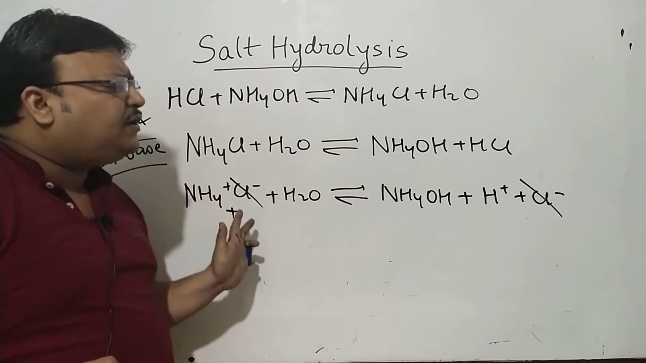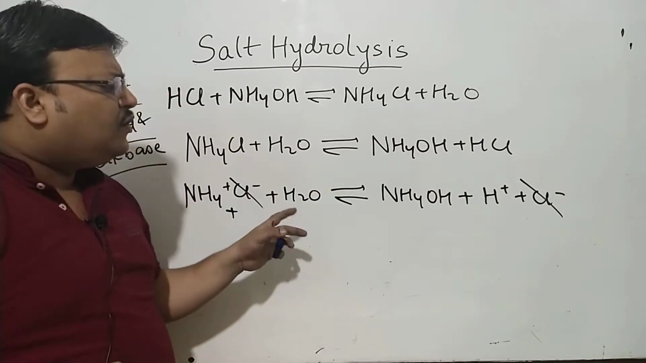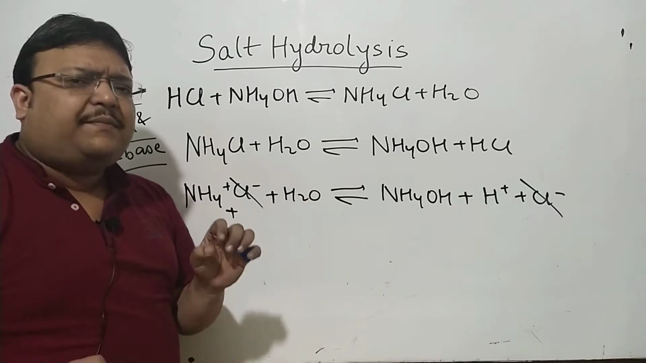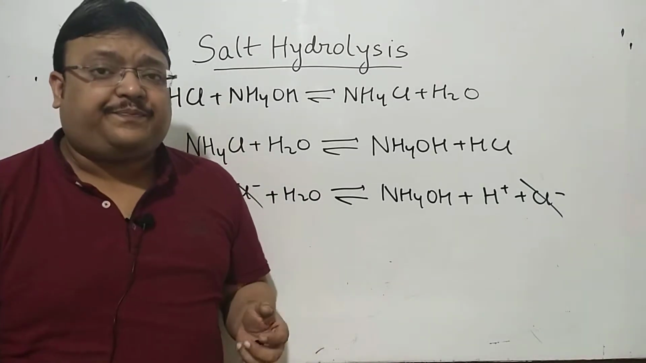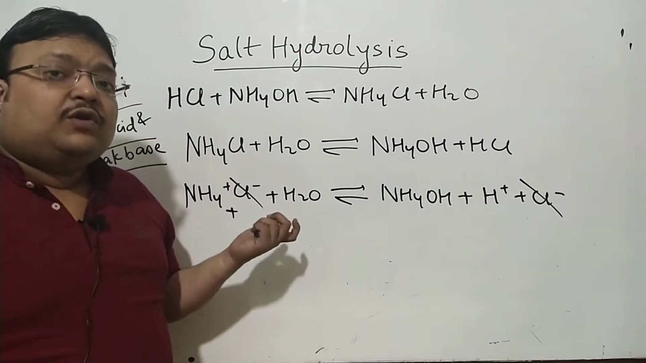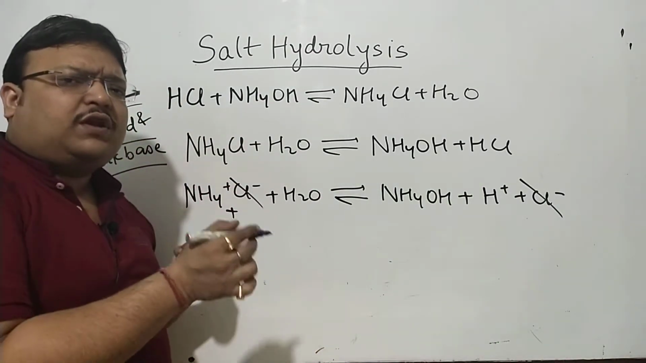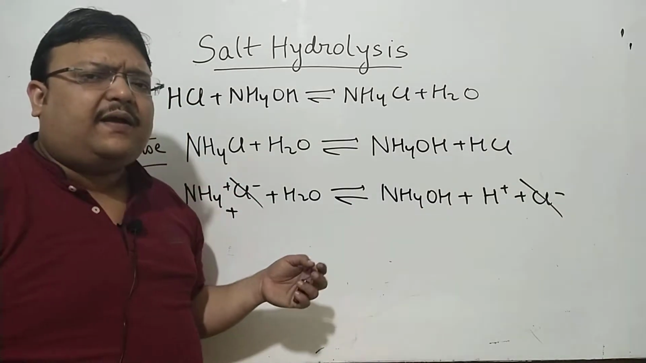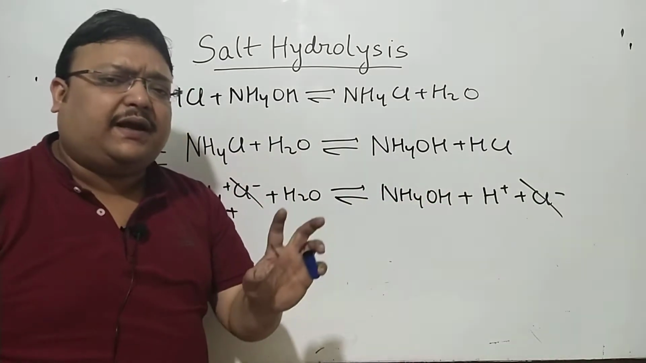When we cancel something on either side of an equation, of an equality or reversibility, जिसको कैंसिल करते हैं ना, उसका मतलब होता है उसमें कोई चेंज नहीं हो रहा है. पहले भी Cl माइनस था, अभी भी Cl माइनस है.